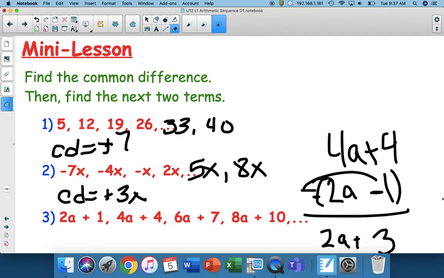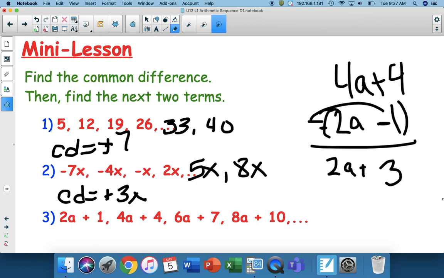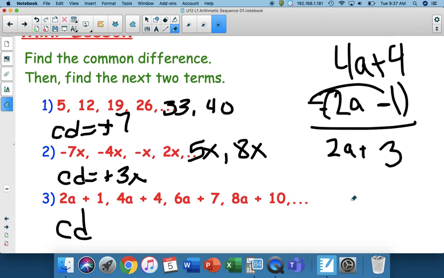So our common difference we're saying for this one, move all that out of the way. So we're saying the common difference for this one is 2a plus 3. And that makes sense. 4a plus 2a is 6a. 4 plus 3 is 7, right here. 6a plus 2a is 8a. 7 plus 3 is 10. So that makes sense. So what are the next two terms now?